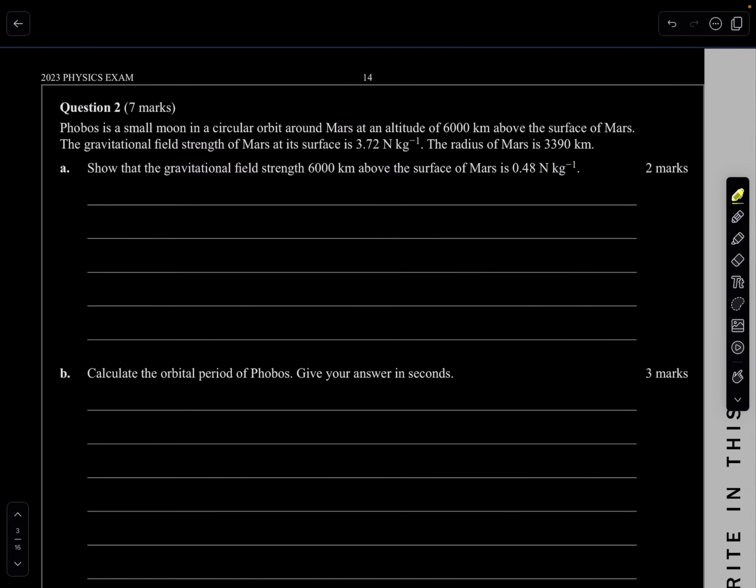Question 2. Phobos is a small moon in a circular orbit around Mars at an altitude of 6,000 kilometers above the surface of Mars. The gravitational field strength of Mars at surface is this. The radius of Mars is this. Show that the gravitational field 6,000 kilometers above the surface of Mars is 0.48.